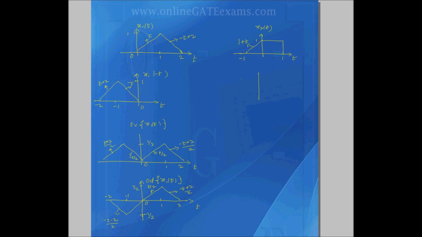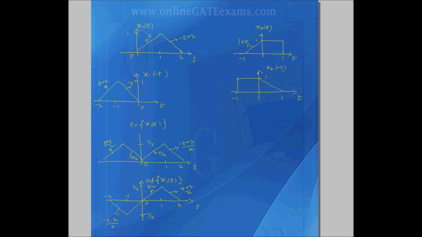So now let us plot x2 of minus t. That will be just a flipped version of the original signal x2 of t. So how does that look? It looks something like this, correct? Okay, so this is minus 1, 1 and 1. So this is our x2 of minus t.